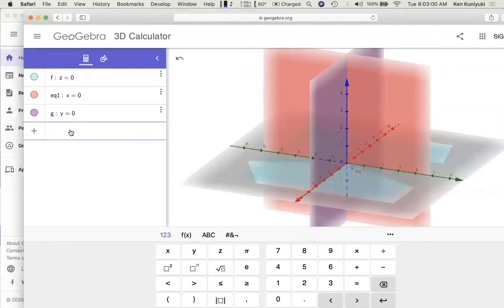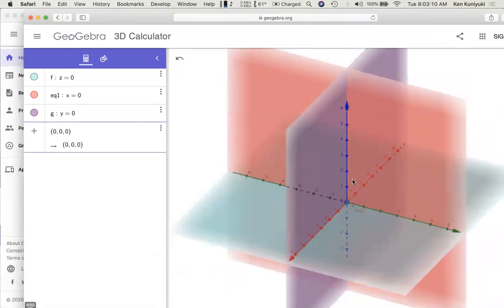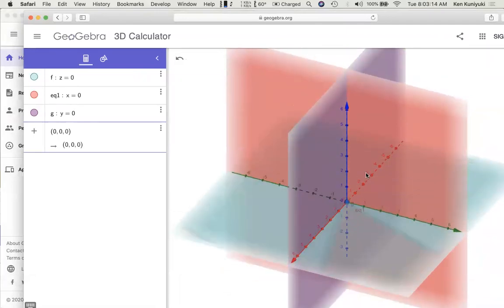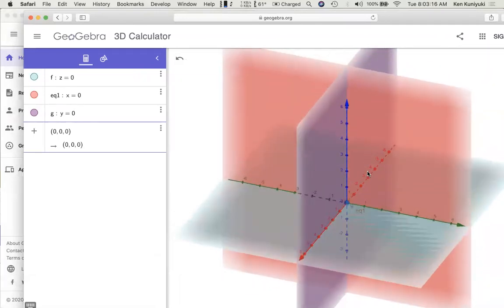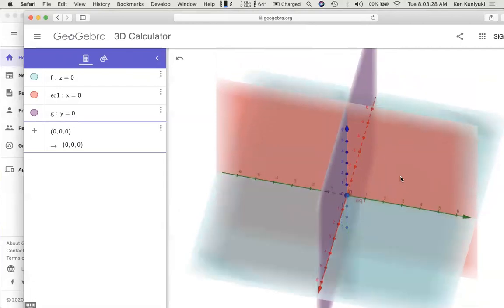And what is their common point of intersection? What's the solution to this system? X equals 0, y equals 0, z equals 0 is going to be the origin. That's the point where all three planes meet. And these three coordinate planes, z equals 0, the floor, x equals 0, the whiteboard, y equals 0, this purple wall here. These three coordinate planes will divide 3 space into 8 octants.